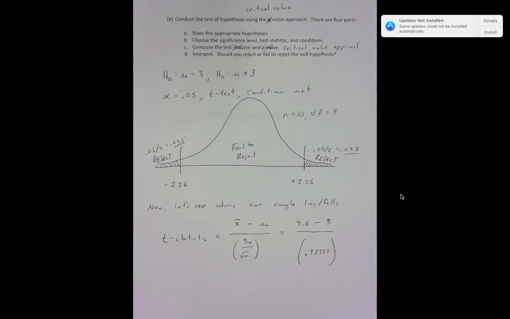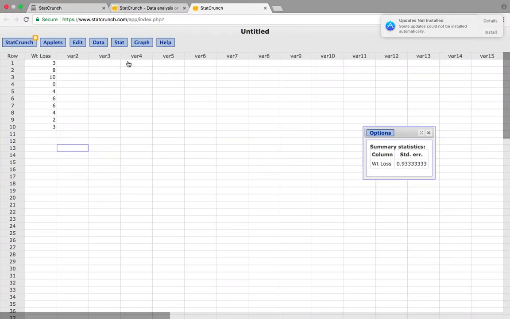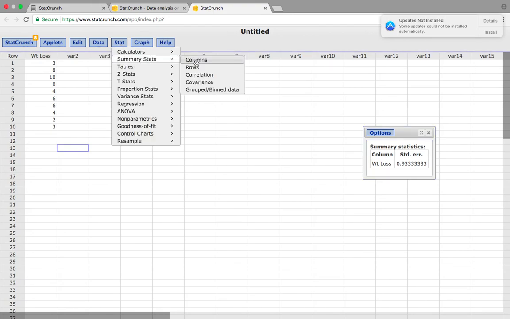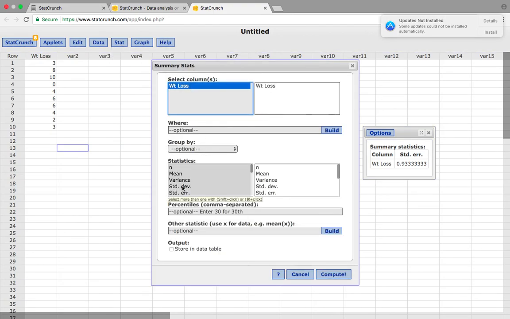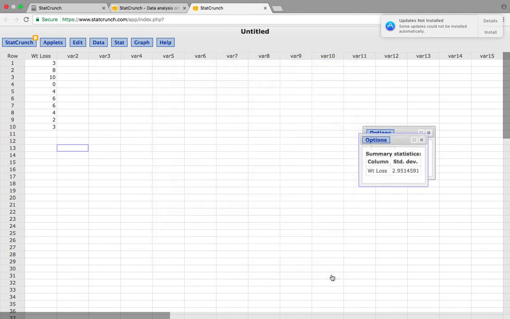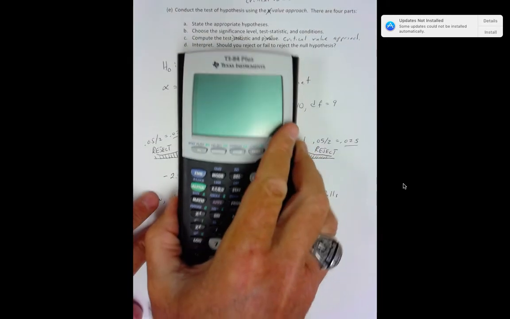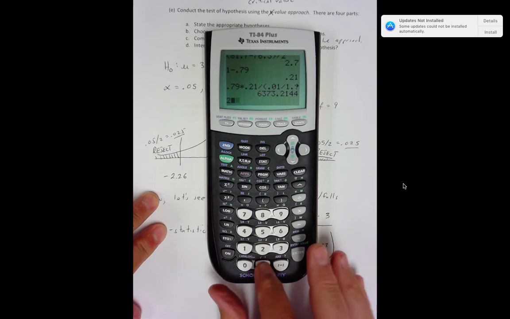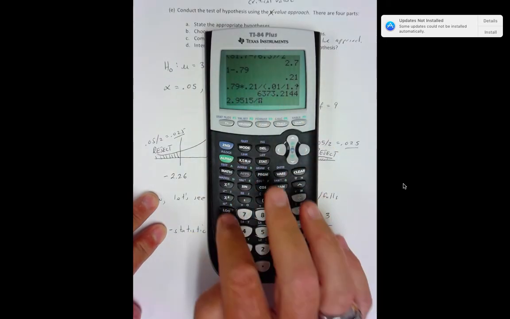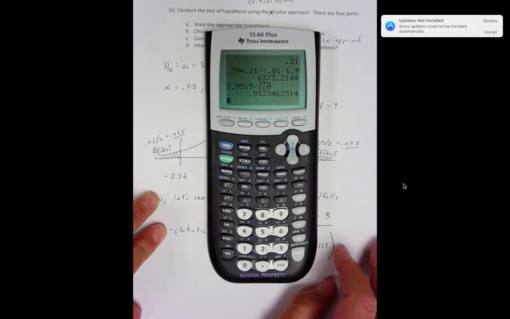Now, you might say, well, wait a minute, how do you know that? Well, let's calculate it and see if it's right. If I go the other way, if I just go stats, summary stats, columns, choose this, and just choose standard error, standard deviation, I'm going to get 2.9515. Well, if I take 2.9515 divided by the square root of 10, look what I get. I get exactly what I needed.